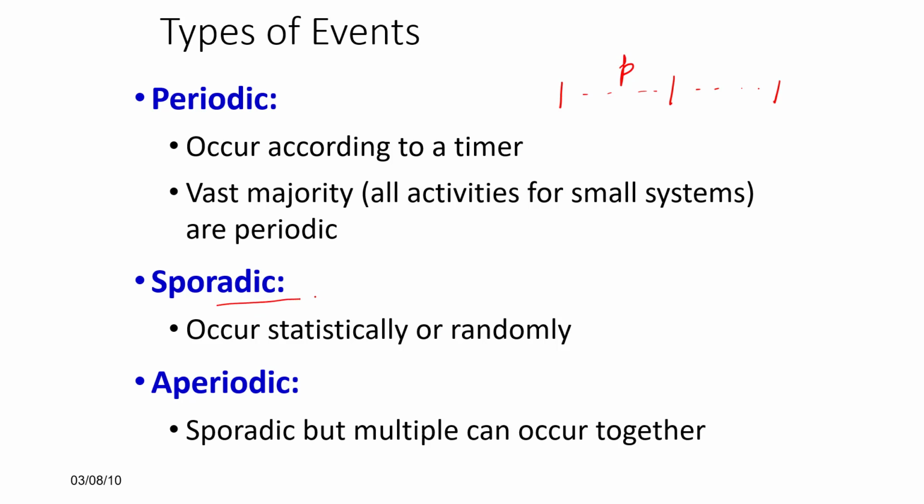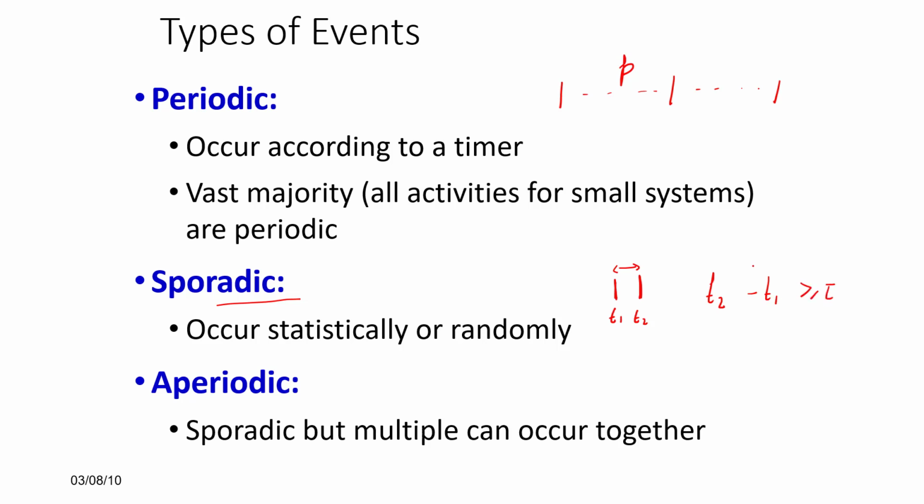Sporadic means where something occurs statistically or randomly, but there is still a little bit of an order in the sense that there is typically a minimum separation between two events. So between two events, let's say that this is the separation. So this is there, right? If we don't have the minimum separation, let's say between event times t1 and t2, so t2 minus t1 is greater than some threshold.